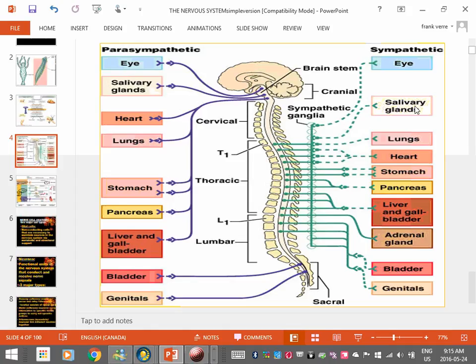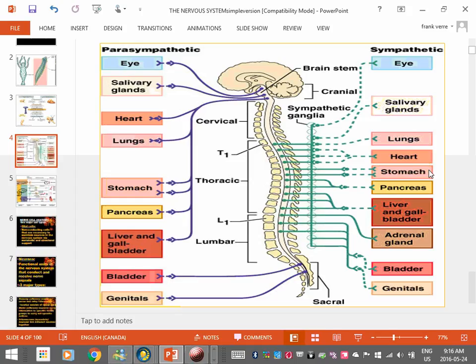Why do they dilate? If your pupils dilate, does more or less light come in? More light. So why would you want more visual information in a stressful scenario? Yeah, so you can see better, right? So you can get more visual input. So we would expect then, like your pancreas, your stomach, we would expect that to decrease in function because that's part of your digestive system.